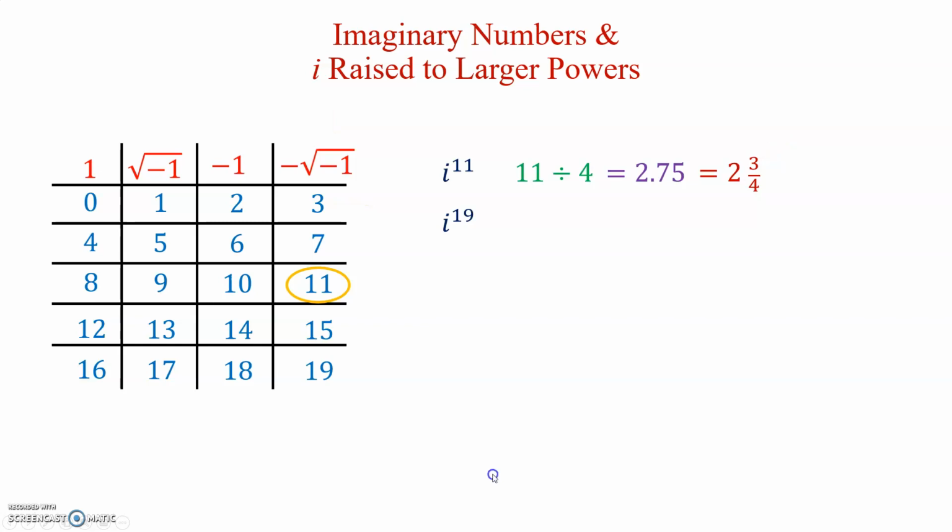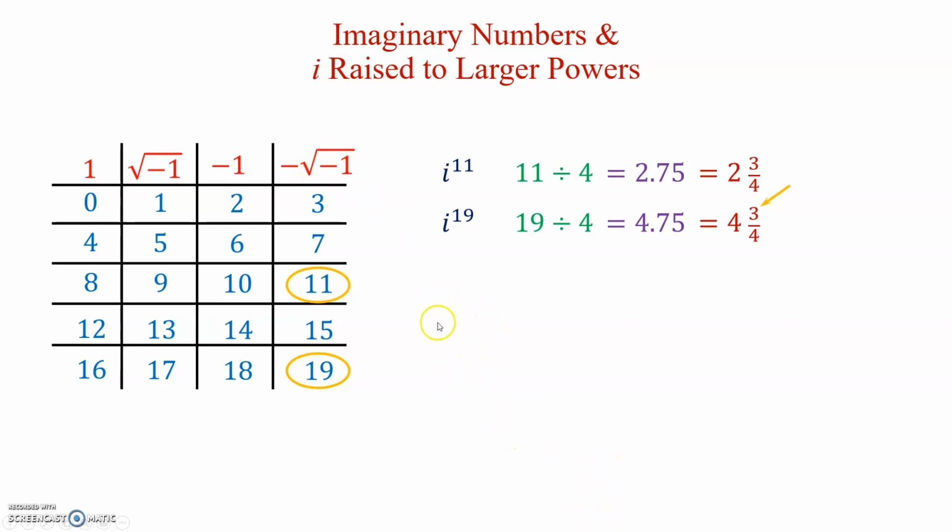I to the 19th. So there's our 19th. If everything works, we should have the exact same remainder here. So 19 divided by 4 is in fact 4.75, which is the same as 4 3/4. So this 3 is the same as the previous 3, making our answer the same, negative square root of -1.